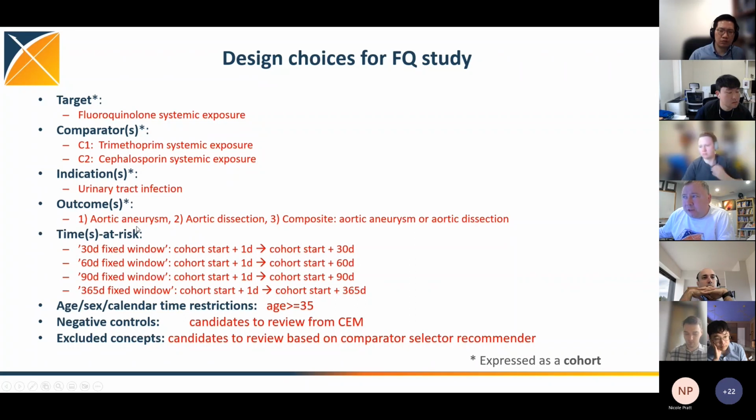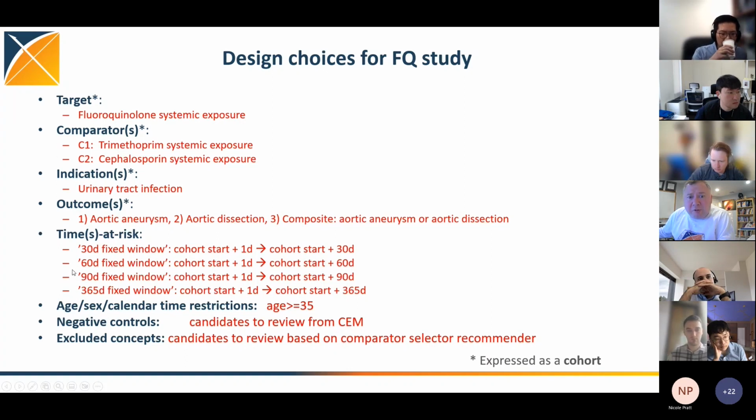We've identified 3 outcomes that we want to study. We want to study aortic aneurysm on its own, aortic dissection on its own, and then we will also have a composite outcome of aortic aneurysm or dissection, which is really just the combination of the two.